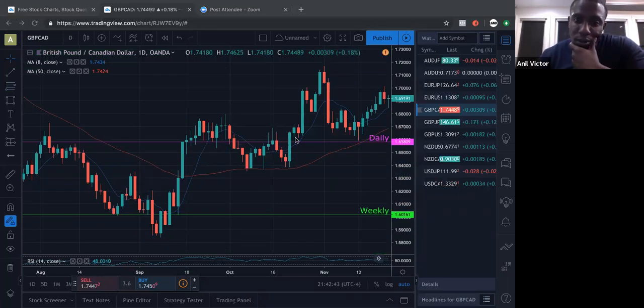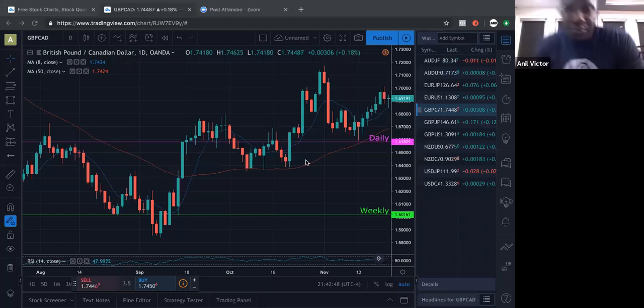Not helpful. I love all the tools that are available. Is there a difference between EMA and MA? So there is a difference. An EMA is an exponential moving average, and an MA is like a simple moving average.